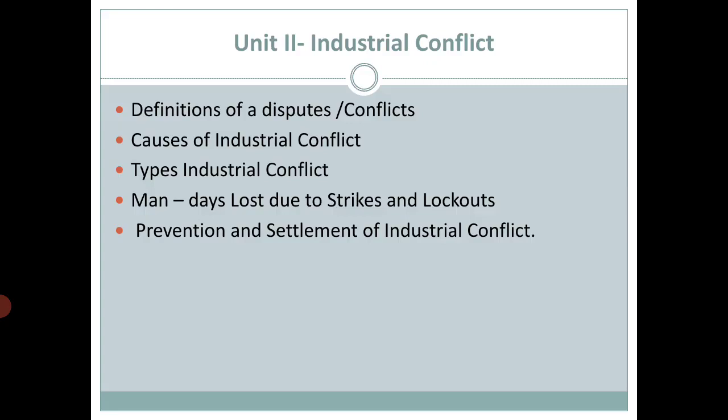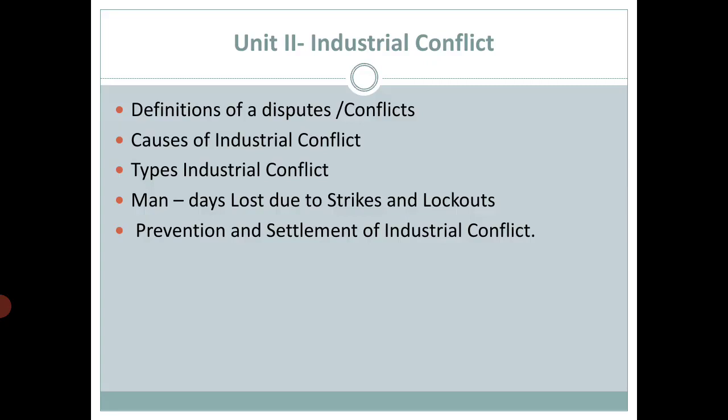The word conflict is derived from the Latin confligere, which means to come together for a battle. Conflicts can either be within one person or involve several people or groups. In the industrial conflict topic, we will be going through the definition of dispute or conflict, then the causes of industrial conflict, then the types of industrial conflict. Then we will study man days lost due to strikes and lockouts.